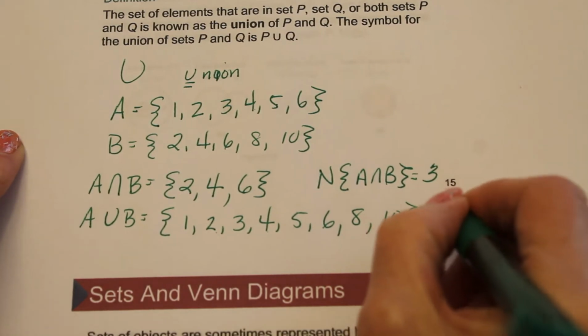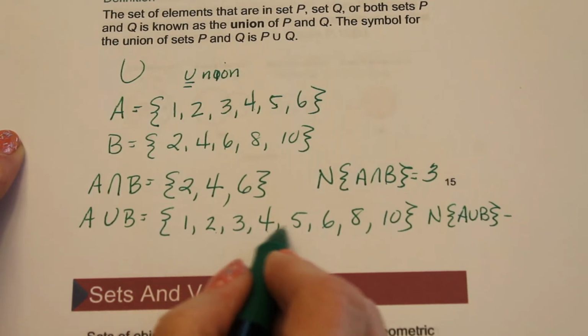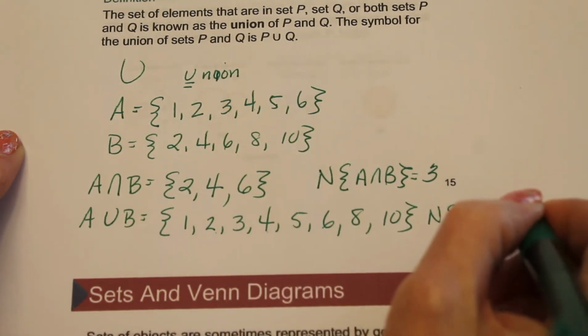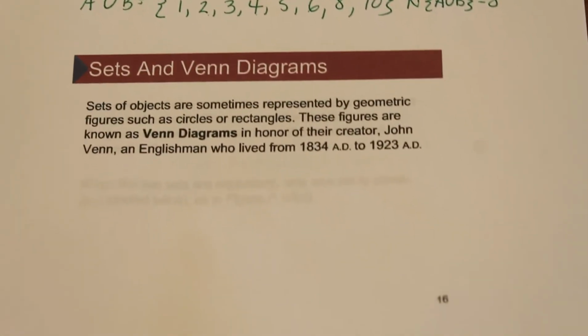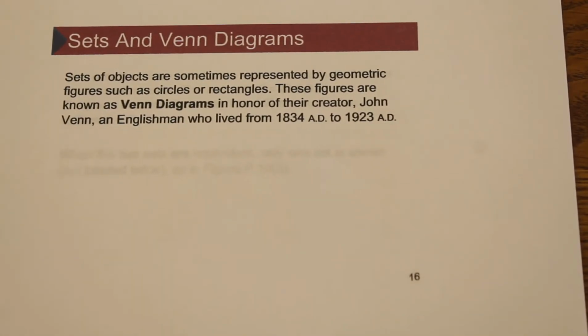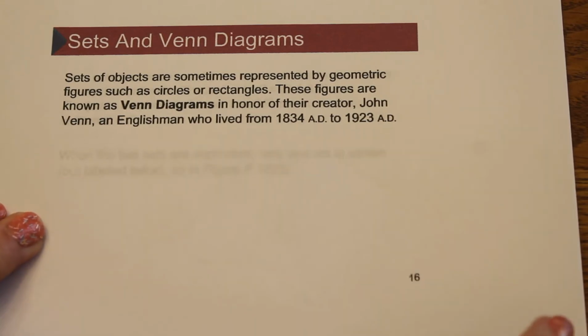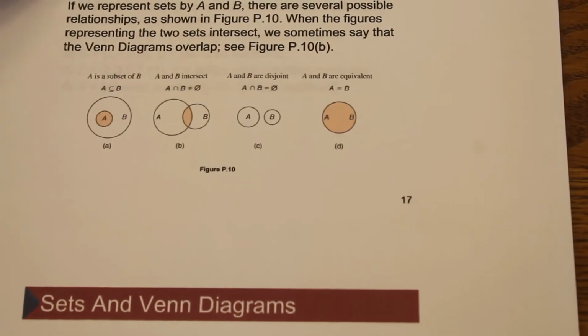And so how many elements are in A union B? 1, 2, 3, 4, 5, 6, 7, 8. There would be 8 elements. And then sometimes sets are represented as Venn diagrams. So this is a construct that uses circles to represent sets, and they're called Venn diagrams after John Venn. So let's take a look here.